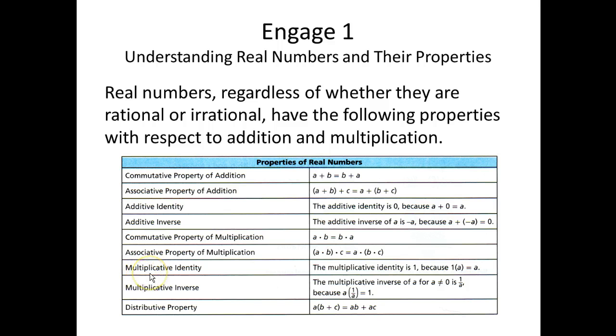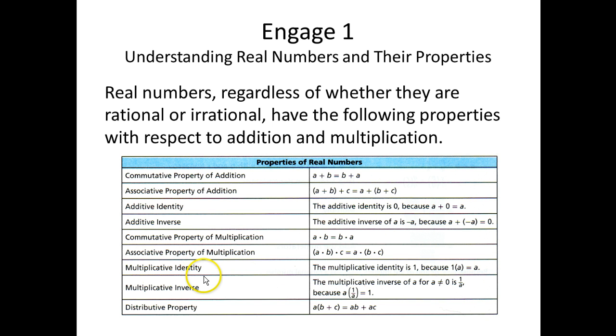The associative property of multiplication is similar to the associative property of addition in that it doesn't really matter how you group multiplication. You could multiply a and b first, and then multiply by c in this case, or you can multiply b and c first, and then multiply it by a. You will get the same exact result.